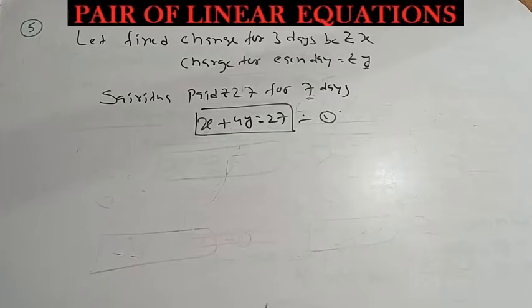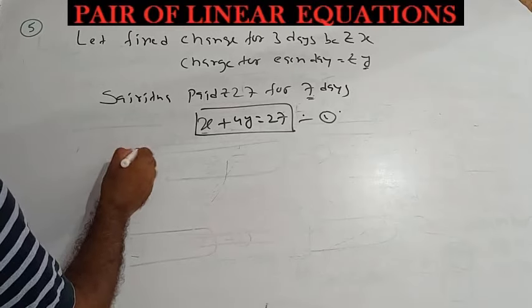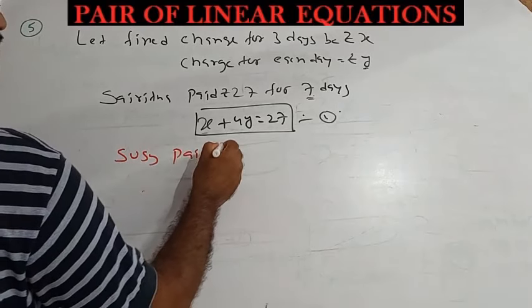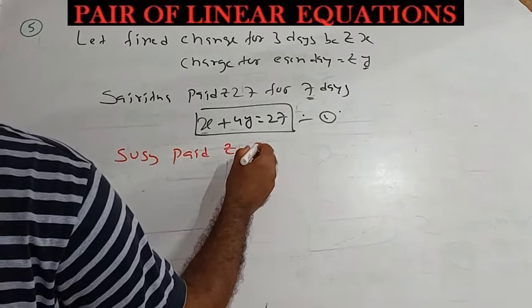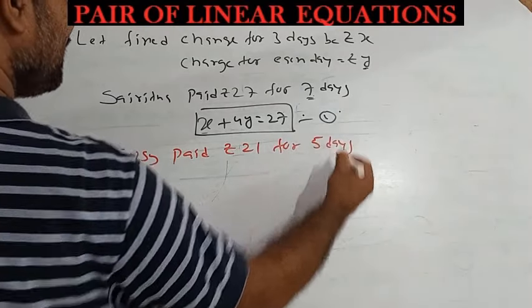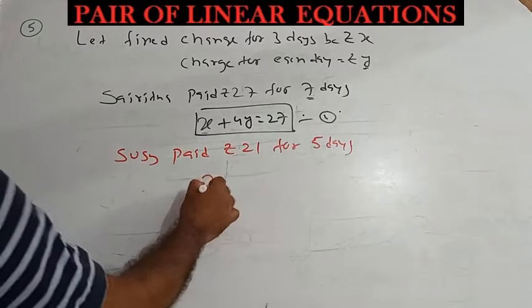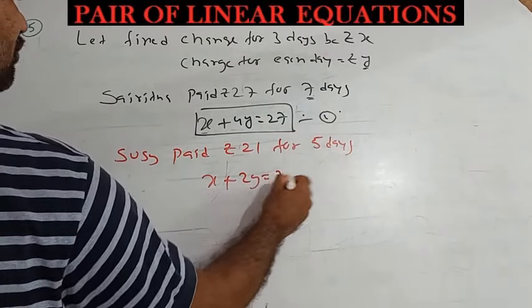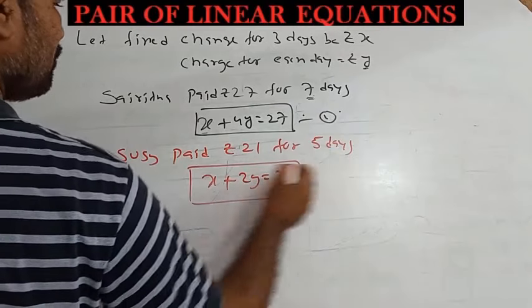Next, Susi paid rupees 21 for the book she kept for 5 days. Susi paid rupees 21 for 5 days. Here also, for 3 days the fixed charge is x rupees, remaining 2 days y rupees each, so x plus 2y equal to 21. This is equation number 2.